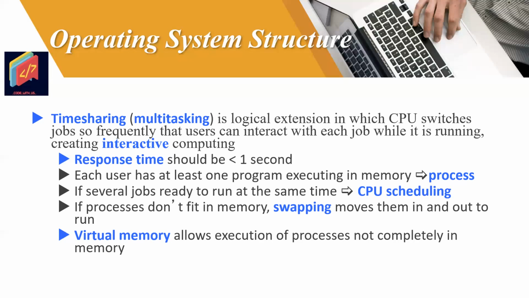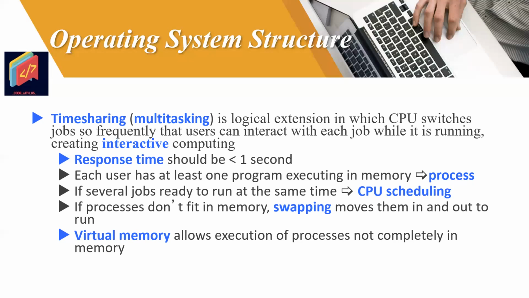Each user has at least one program executing in memory, which is called a process. If several jobs are ready to run at the same time, we manage these using CPU scheduling. We have already seen job scheduling; here we are seeing CPU scheduling, which applies when several jobs are ready to run at the same time. Time sharing gives a time slice that is shared by each process, and based on that, the jobs will be running at the same time.